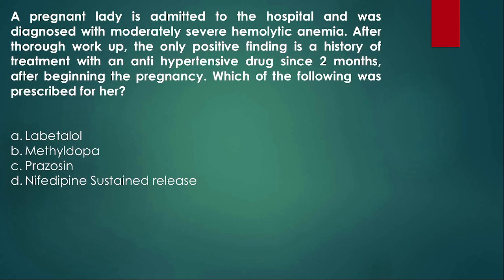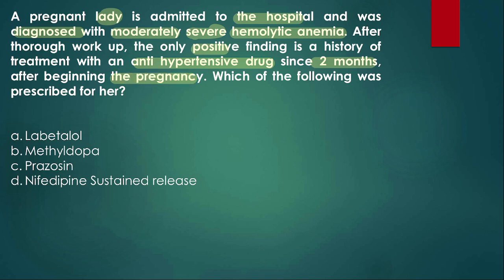Moving on to the next MCQ. A pregnant lady is admitted to the hospital and was diagnosed with moderately severe hemolytic anemia. After thorough workup, the only positive finding is a history of treatment with antihypertensive drug since 2 months after beginning the pregnancy. Which of the following was prescribed for her?